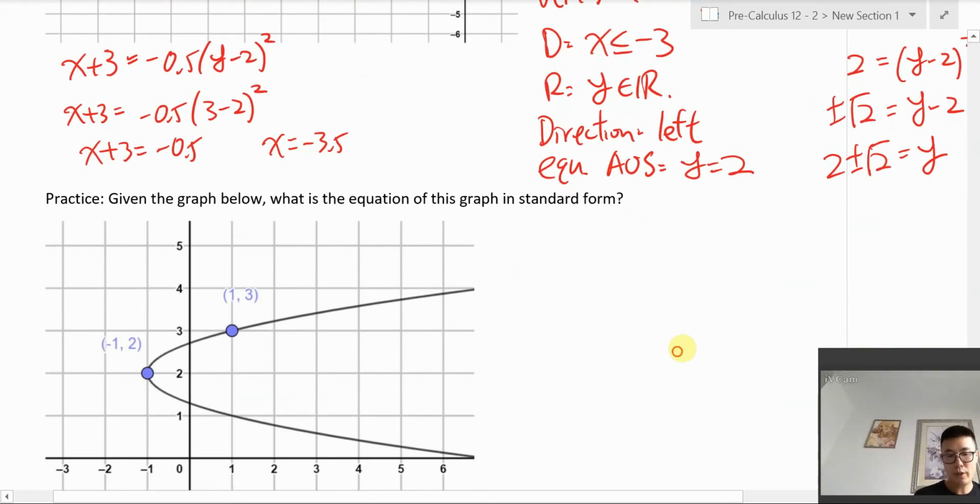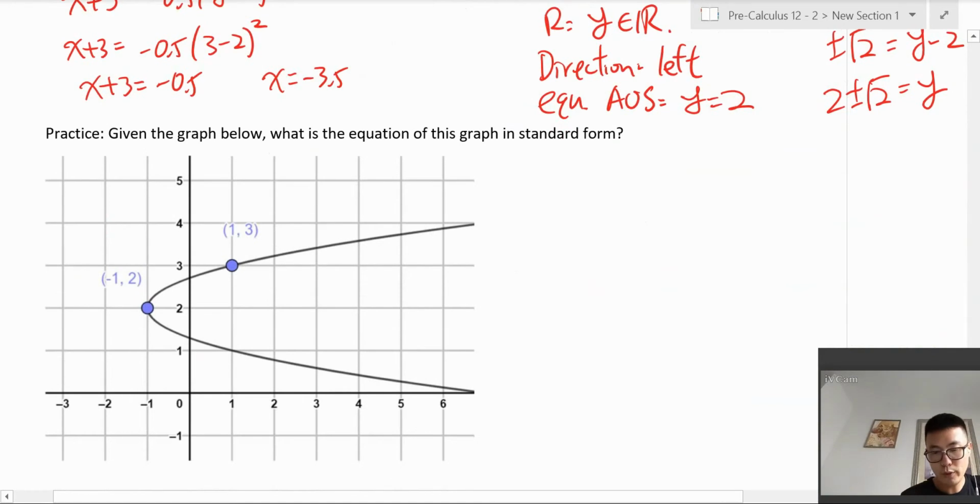Okay, so there's the last practice question for you to do. We're doing the opposite actually. Given the graph here, what is the equation of this graph in standard form? I'll give you a few minutes. Okay, good luck.